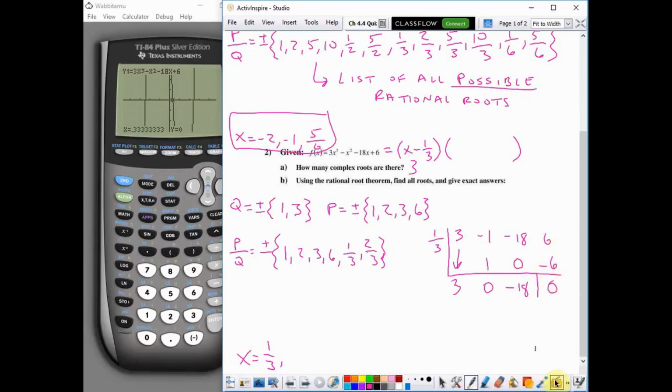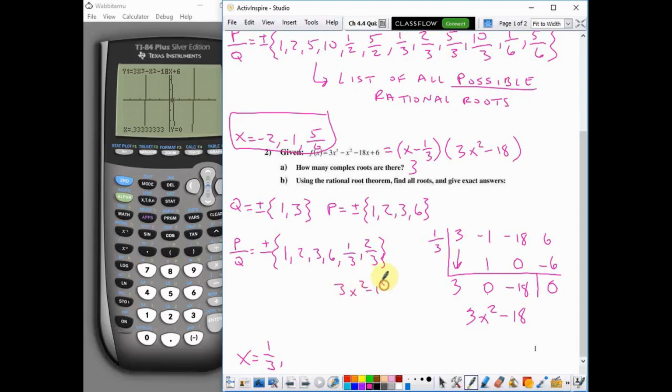I add those, and I get a remainder of 0, which is good, because if I'm saying that x minus 1/3 is a factor, when I divide by that factor, I better get a remainder of 0. Otherwise, I've made a mistake either in finding that factor or in my division. Okay, so I've got my constant, x, and x squared, so 3x squared, no x's, minus 18. That's this factor. And when I set that equal to 0, I can find the rest of my solutions.